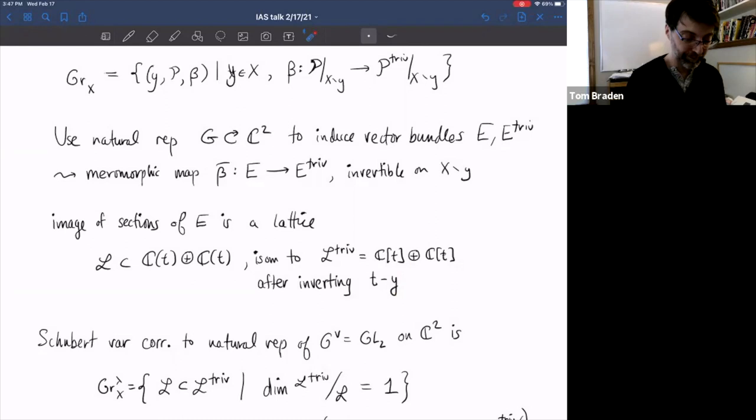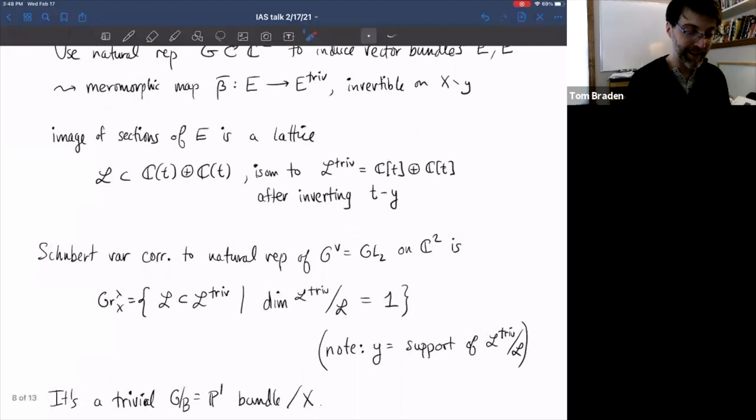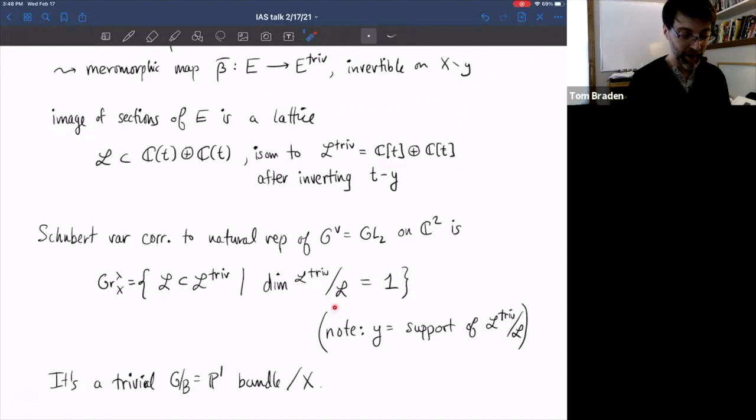And now we're going to look at a particular Schubert variety in this global Grassmannian, which is the one under Satake, which corresponds to the natural two-dimensional representation of the dual group, which is also GL2. And so this will be a P1 basically, but the global version of it is simply lattices contained in the trivial lattice, so contained in C of T direct sum C of T, with codimension one basically. And now at this point, if I describe it this way, I no longer need to describe the point Y, because this is one dimensional. The quotient of L trivial by L is going to be one dimensional, so it's supported at a single point, which is the point Y. So one of the advantages of this for this particular small example is that I don't have to mess around with Y separately.